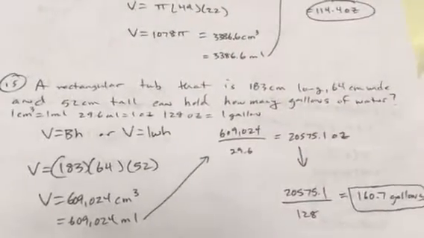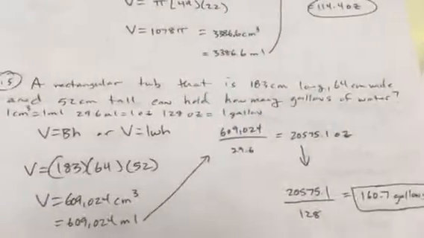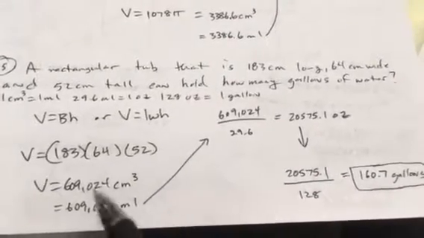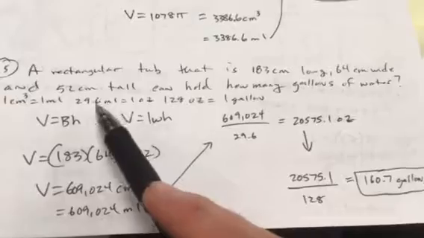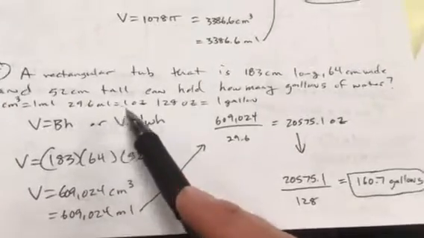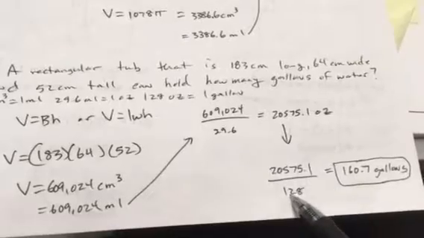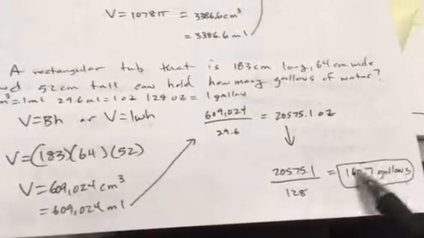And lastly, on 15, a rectangular tub. All right, that's a rectangular prism. Length, width, and height I give you, so just multiply them together. That's a lot of milliliters. I want to get it into ounces, so divide it by 29.6, which I give you. And if I want to go from ounces to gallons, divide it again by 128. That's a lot of gallons.